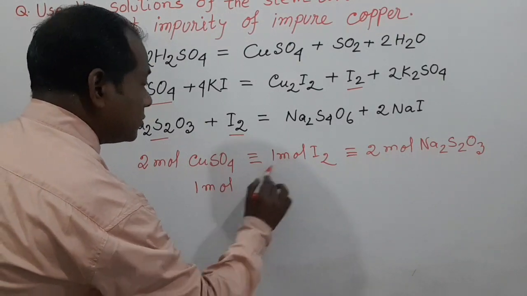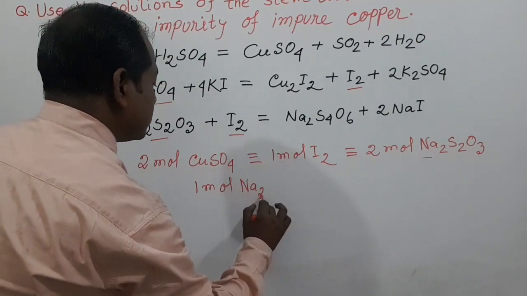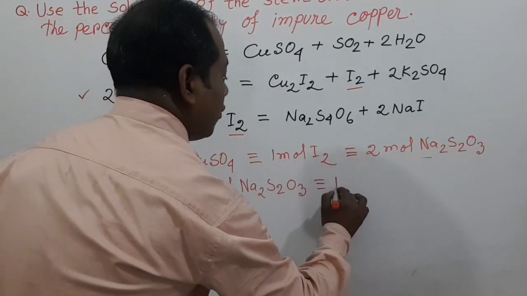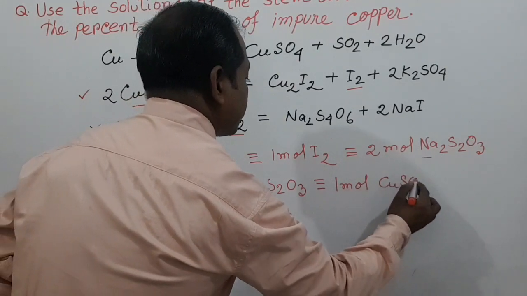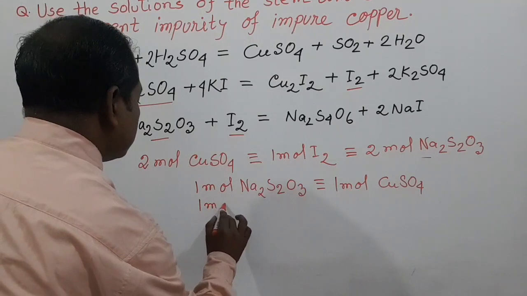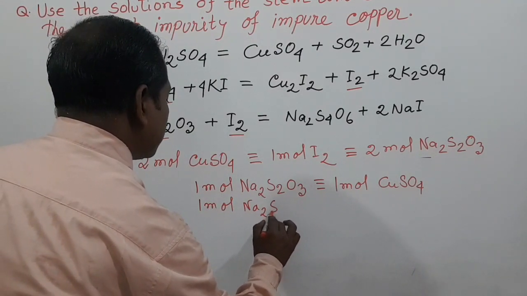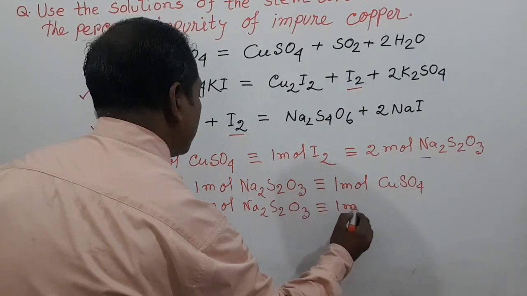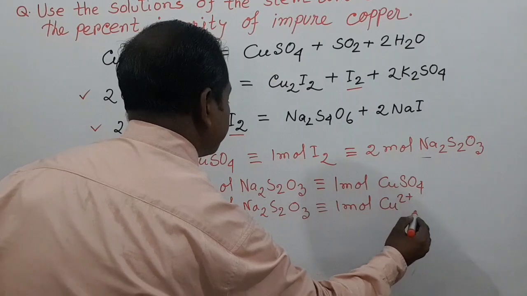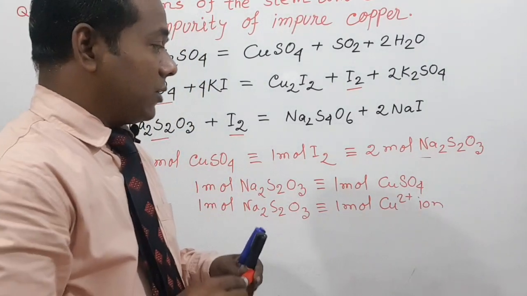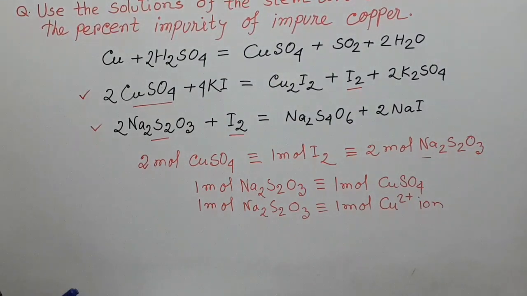1 mole sodium thiosulfate is equivalent to 1 mole copper sulfate, and we can also write 1 mole sodium thiosulfate is equivalent to 1 mole copper 2 plus ion, because in copper sulfate the sulfate ion is a spectator ion, so we write here 1 mole copper 2 plus ion.